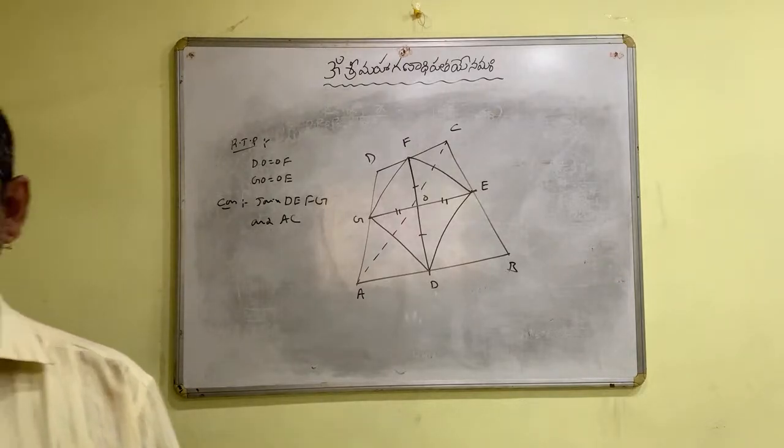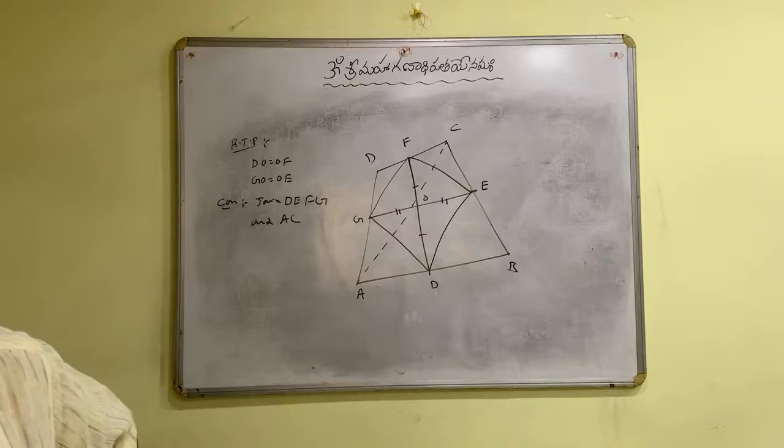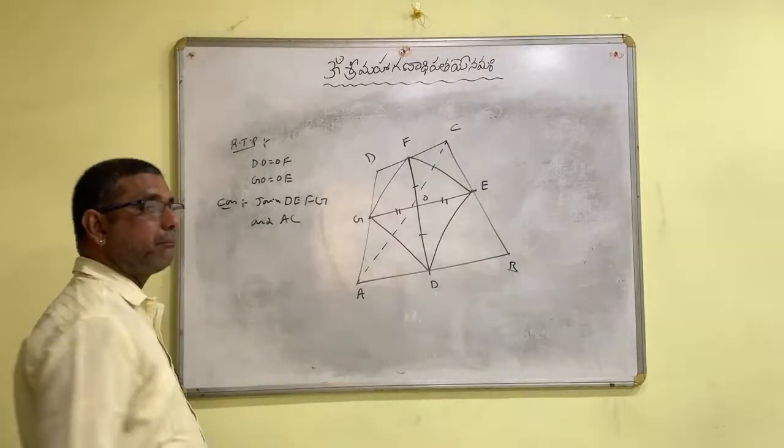Why should we do that? Given that D, E, F, G are midpoints of all the sides of the quadrilateral, immediately my idea is that we can apply the midpoint theorem. That is the idea. So keeping the midpoint theorem in mind, I joined all the midpoints. Not only that, I joined AC.